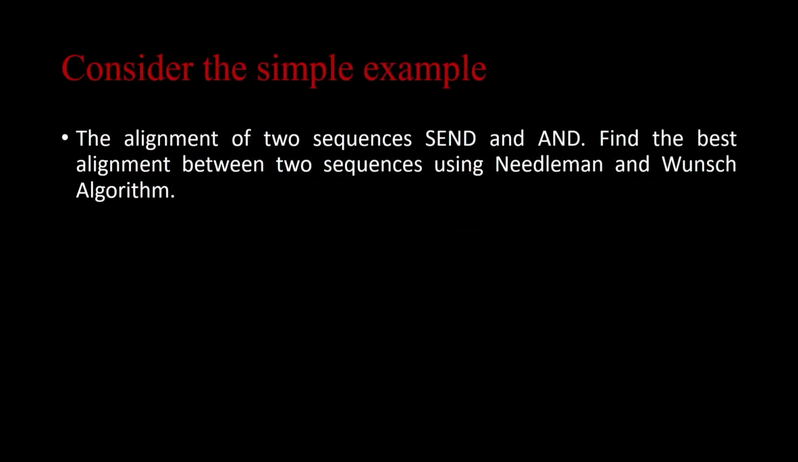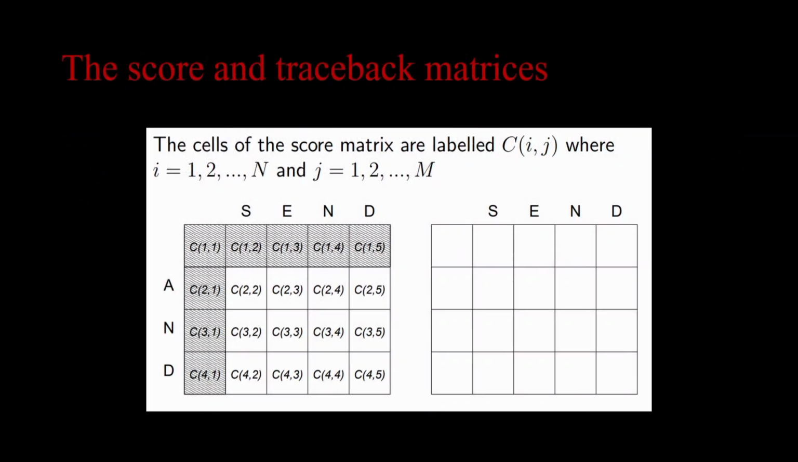Consider a simple example. The alignment of two sequences, SEND and AND, pronounced as "send" and "and". Find the best alignment between the two sequences using the Needleman and Wunsch algorithm. The cells of the score matrix are labeled as C(i,j), where i equals 1, 2, ..., n and j equals 1, 2, ..., n. Here the cells range from C(1,1) to C(4,5), calculating for A, N, D and A, N, D.